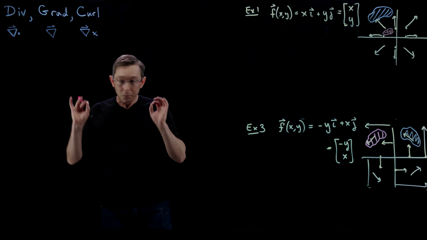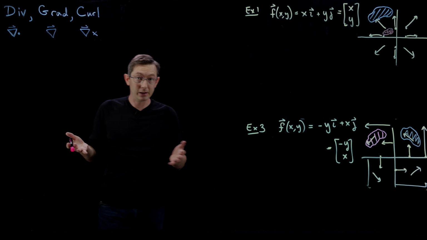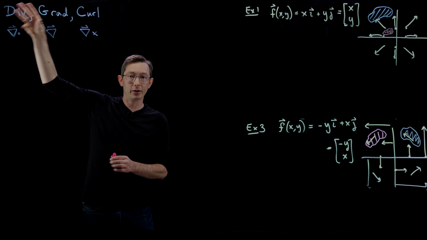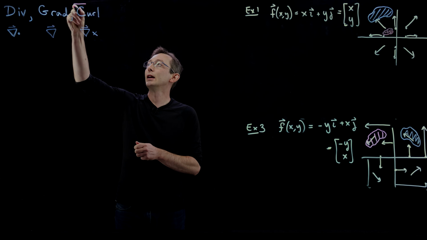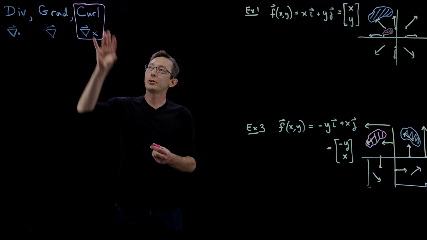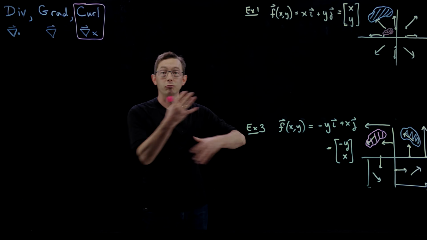Welcome back. So we're talking about the divergence, the gradient, and the curl of vector fields. These are vector calculus operations. And in the last two lectures, I covered the grad and div. So today we're going to talk about the curl of our vector field. And curl is a really useful quantity. It tells us how much our vector field is rotating.